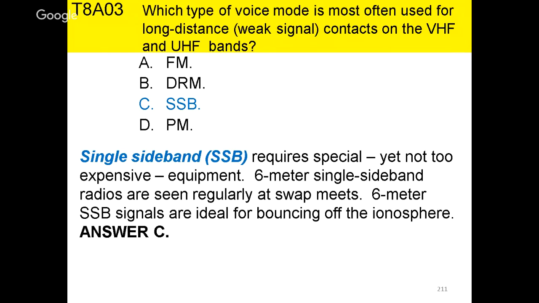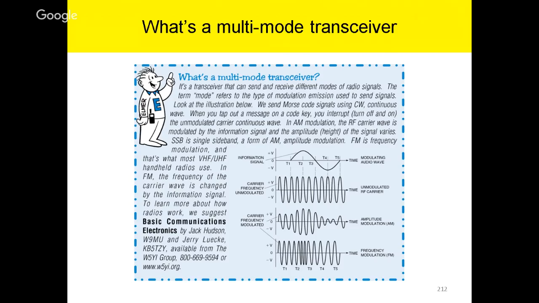Specifically, 6 meters is kind of a VHF low band frequency, and they're ideal for bouncing off the ionosphere. 6 meters is also considered what they call the magic band. I tell you, when the band openings occur on 6 meters, you can get some phenomenal distances. And you definitely want to be operating single sideband when you do that. All right, on page 120, it shows a little bit about the modulation here.